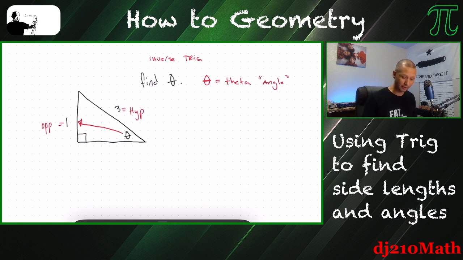Okay, so this is going to be sine for sure. SOHCAHTOA: sine is opposite over hypotenuse. So we want sine inverse, because we're looking for theta, of opposite over hypotenuse. So 1 over 3. And this is calculator work. So let's see. Inverse sine, 1 over 3. 19.4712.